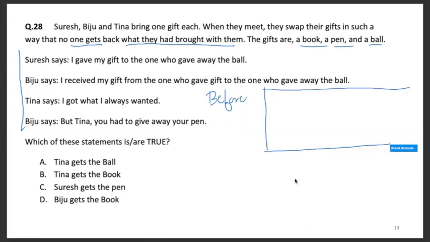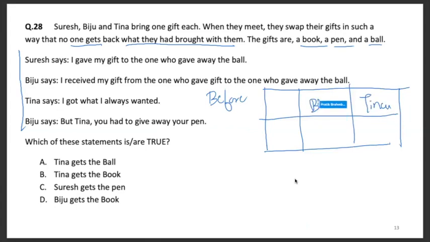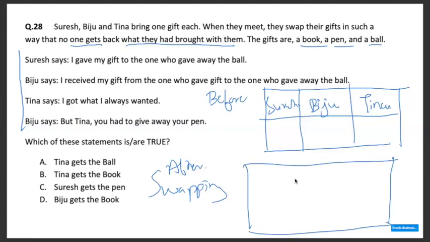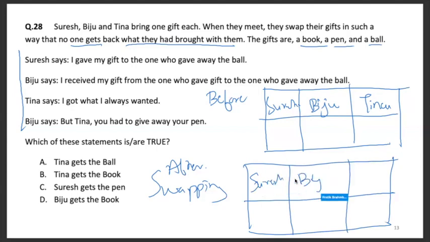Who had which gift is what I'm going to first write. So this is Tina, this is Biju, and this is Suresh. After the swapping, who is getting what is what I will write in this table. Suresh, Biju, and Tina.